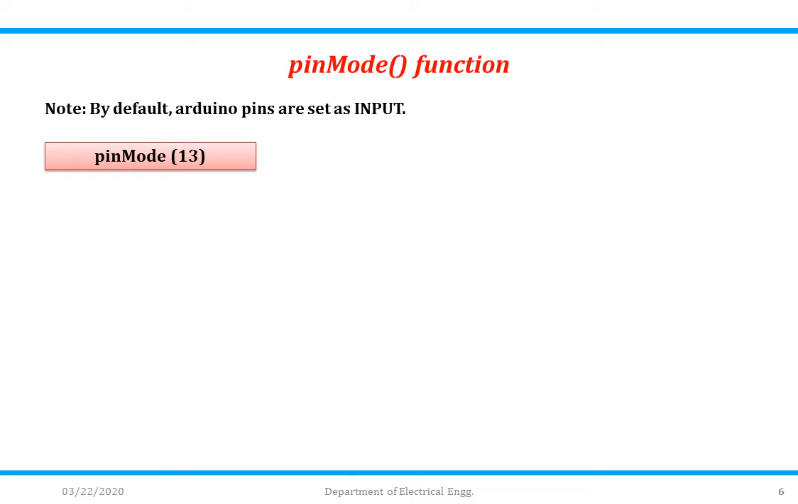Again, an important note is that by default Arduino pins are set as input. So if I write pinMode 13 and nothing is written after that, its meaning is that digital pin 13 of the Arduino board is set as an input.